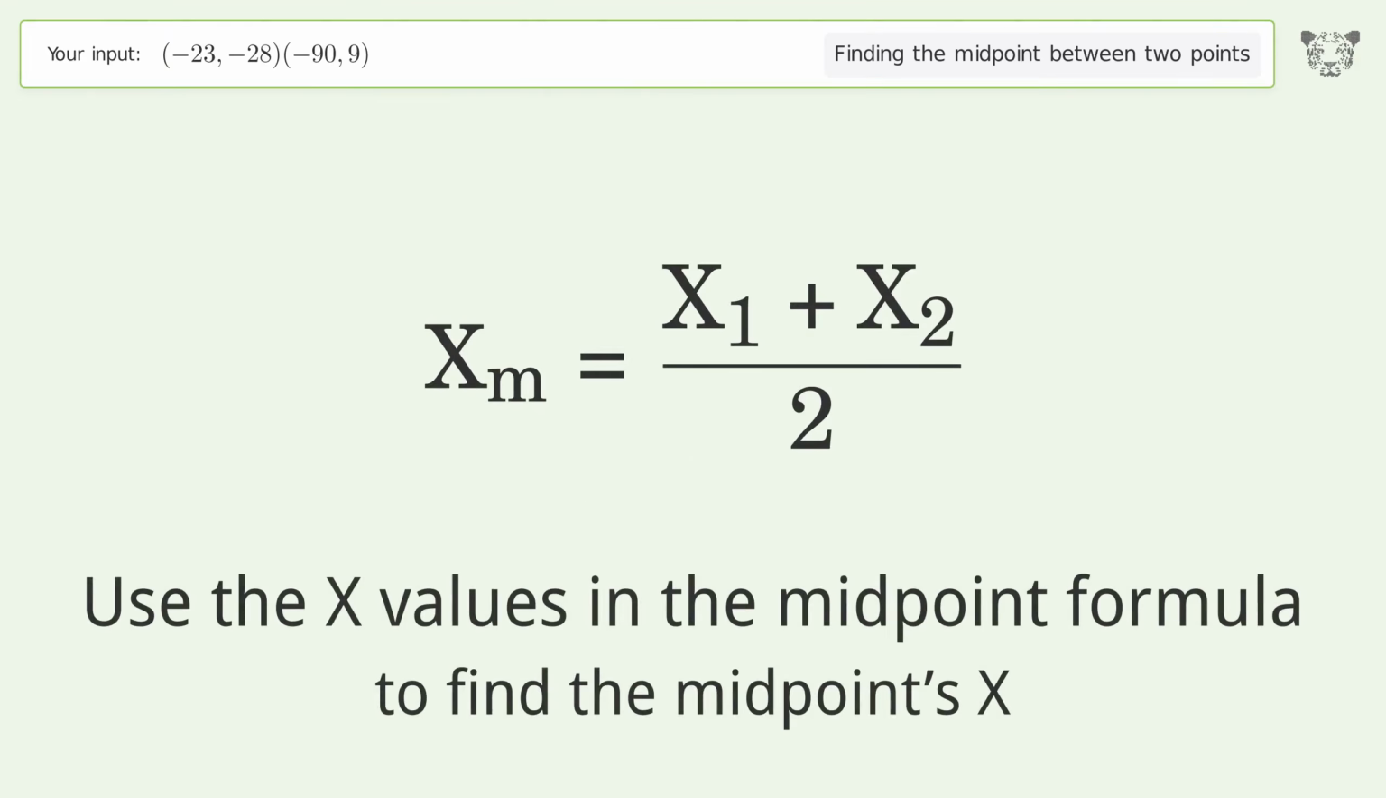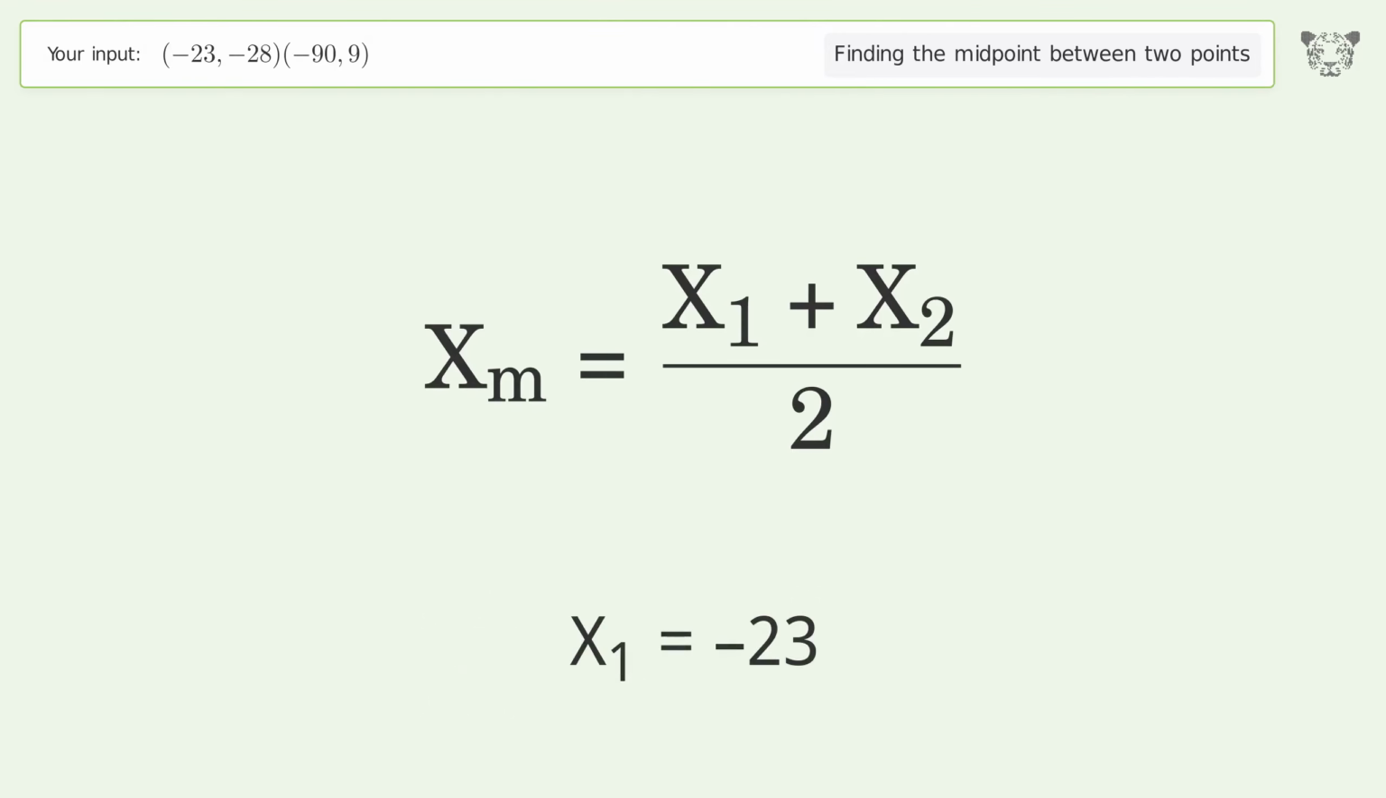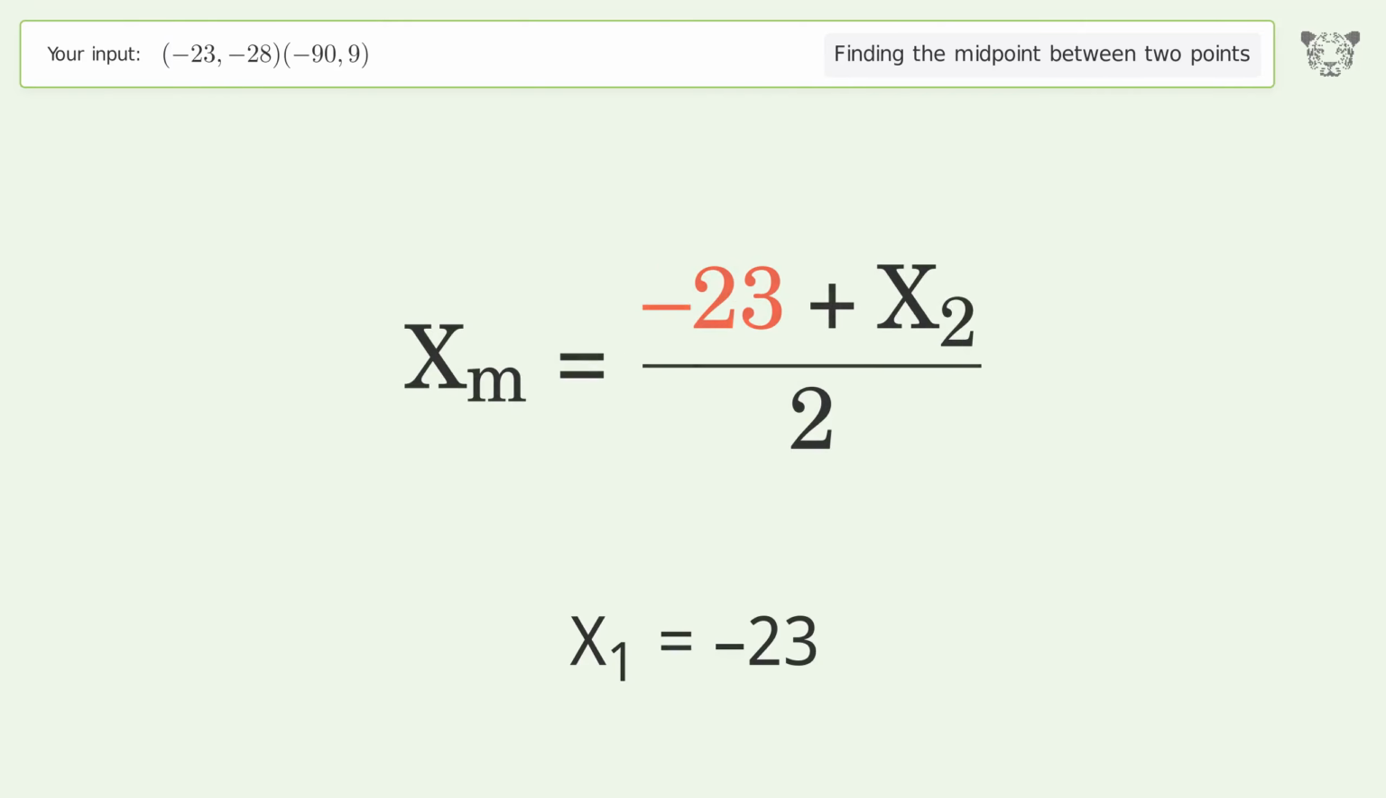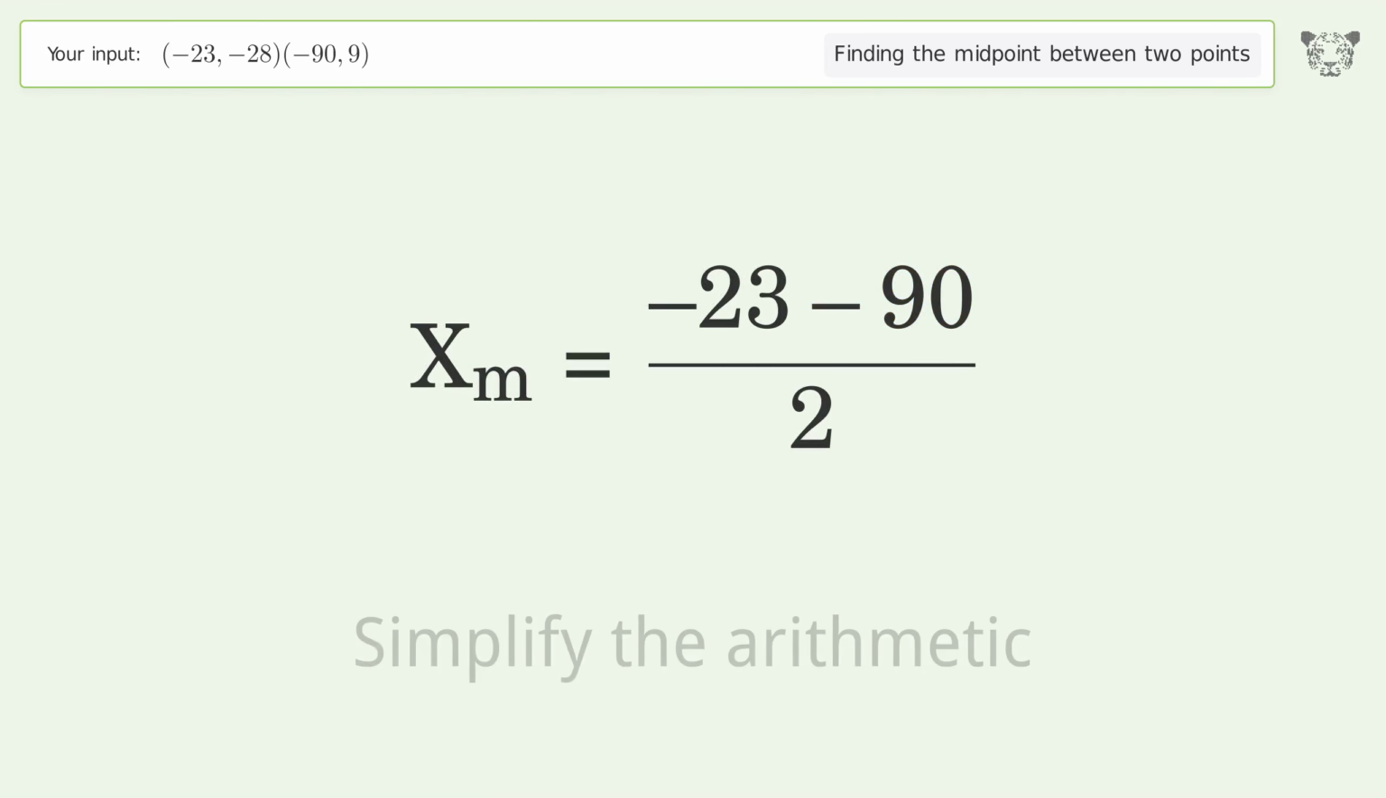Use the x values in the midpoint formula to find the midpoint's x. x1 equals negative 23. x2 equals negative 90. Simplify the arithmetic.